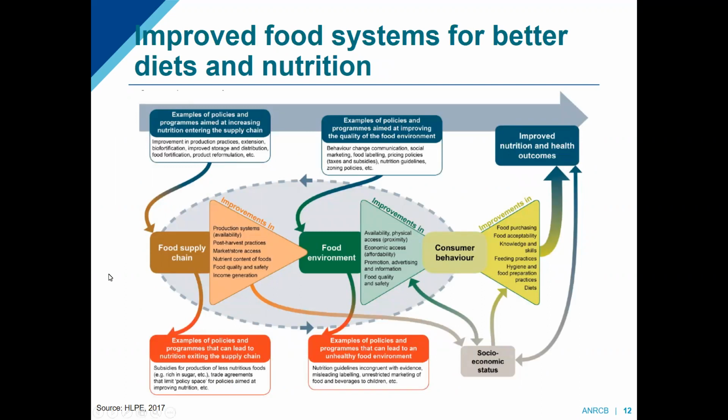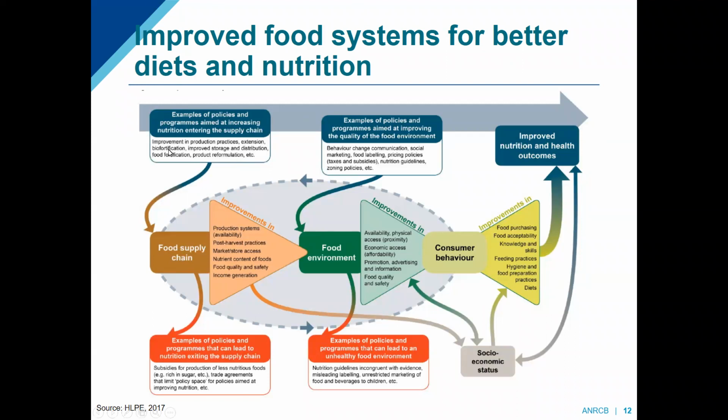So if we go back and we look at the food system, which is what we see here in the middle, that combination or that process that starts with the food supply chain, moves through food environments, and ultimately determines our consumer behavior and our diets. And that leads to our improved nutrition and health. We can now think about that idea of how nutrition enters and exits this system.